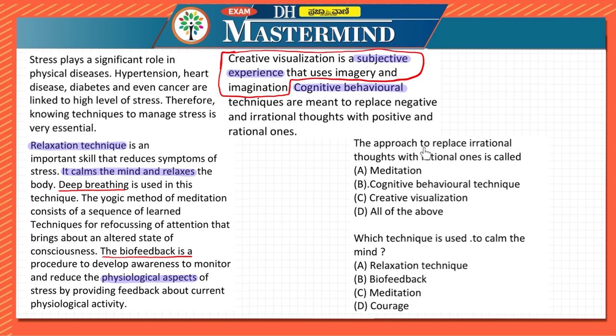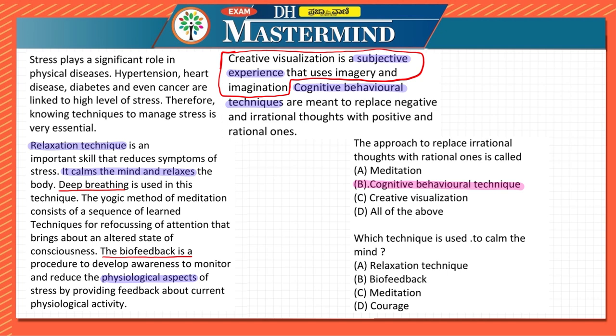Next question, they are asking the approach to replace irrational thoughts with rational ones. So here also we can see that they have mentioned irrational thoughts. Okay, there is this technique which is the cognitive behavioral technique, and using this particular technique you can replace negative and irrational thoughts with positive ones. So here the answer is B for us, which is cognitive behavioral technique, because that itself is mentioned over here in a proper sentence. Otherwise the other options are not able to answer in that particular sentence.